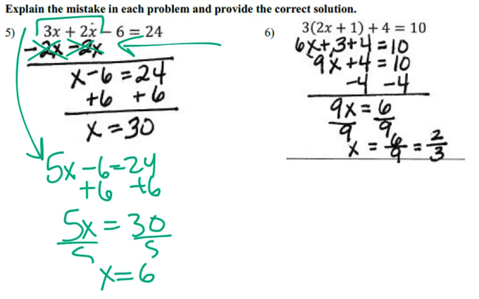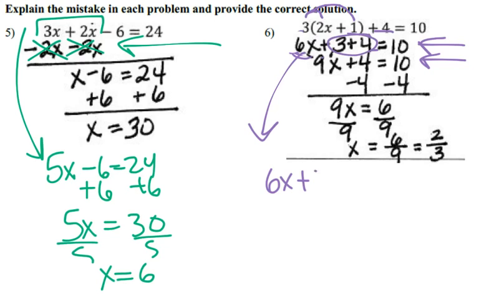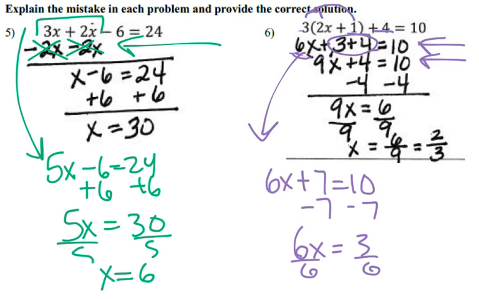On number 6, they distributed that to get 6x plus 3, and then you have the plus 4. But then they combined this 3 with this 6x. 3 doesn't have an x, so you can't do that. That's where they made their mistake, right there. Instead, you combine those two. So you'd actually end up with 6x plus 7 equals 10. Then subtract 7, you get 6x equals 3, divided by 6, and x equals 3/6, which reduces to 1/2, or 0.5.